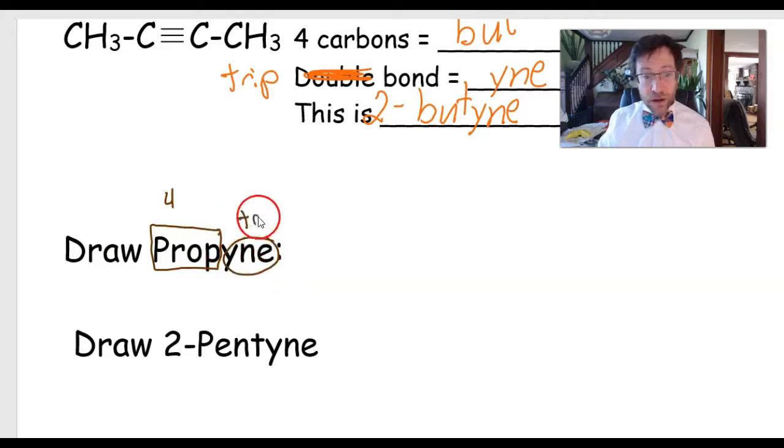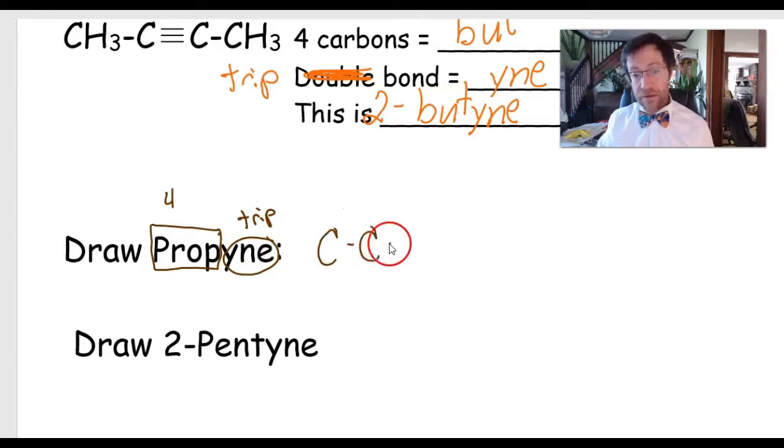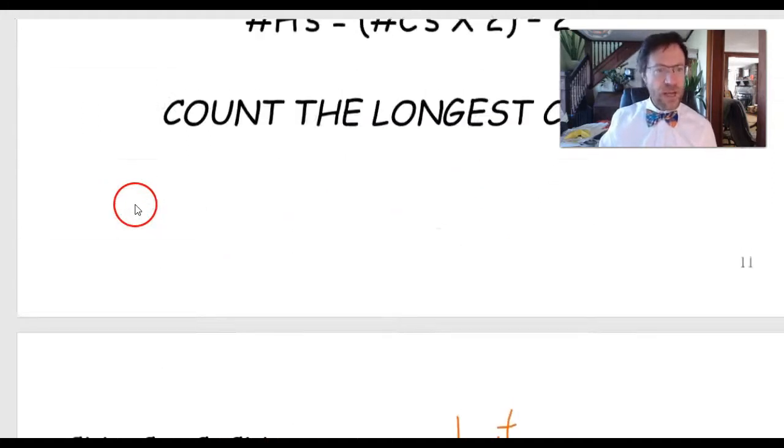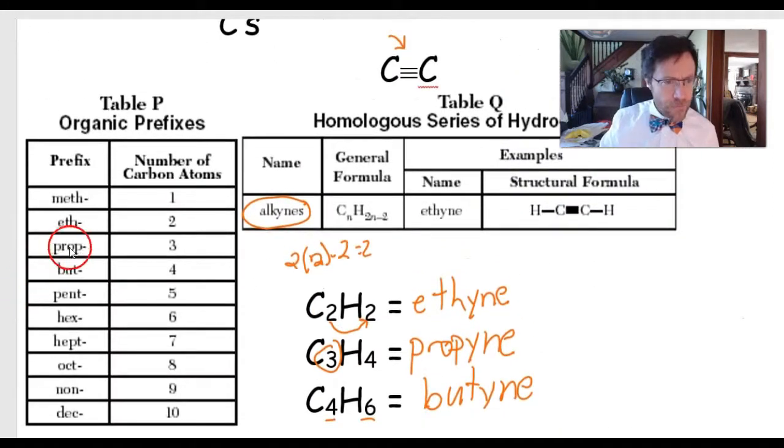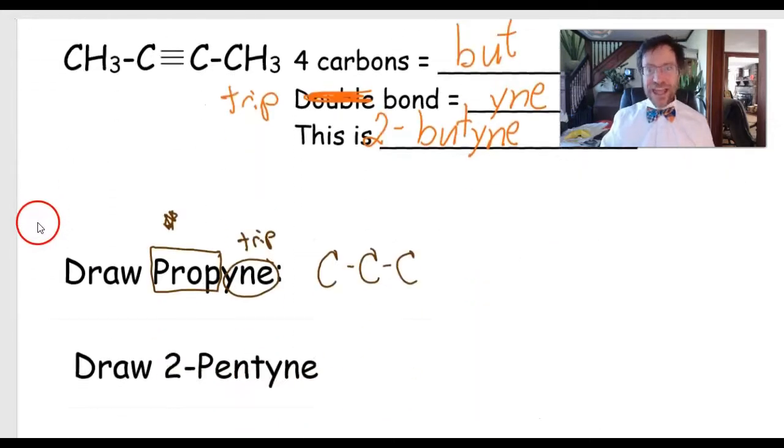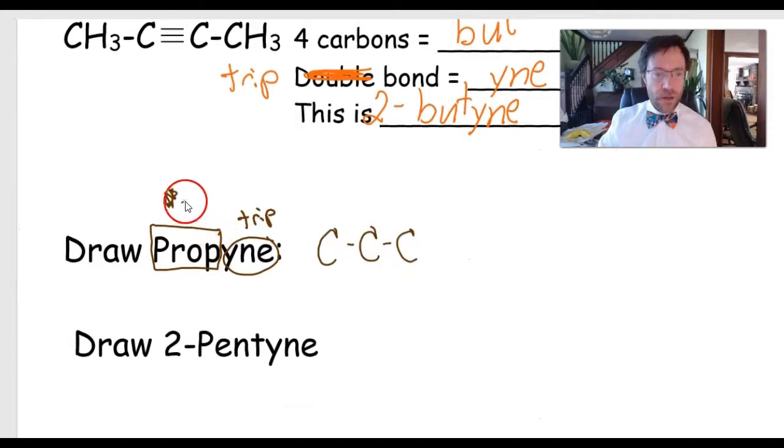Yne means triple bond. So it'll be meth, eth, prop. Okay, wait. Whoa, I did that wrong. Wait, let me double check here. I'm not sure. Prop. Oh man, I was wrong. I'm glad I checked. It's twice in one day. Oh my gosh. All right, 3.